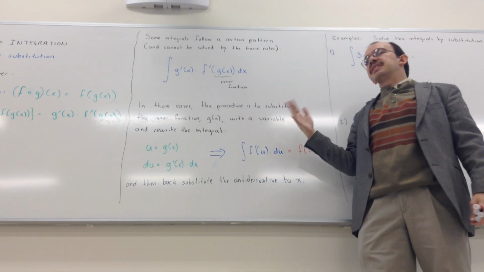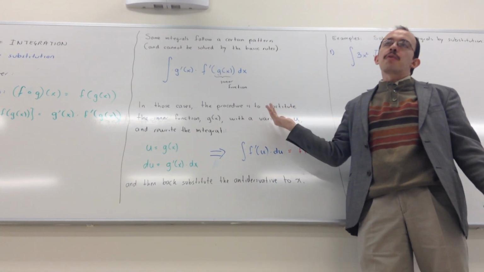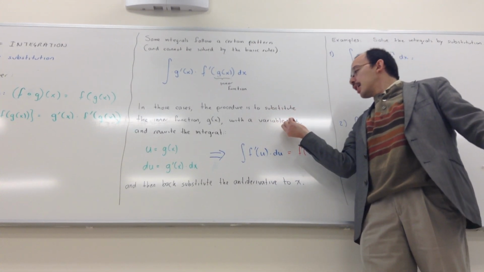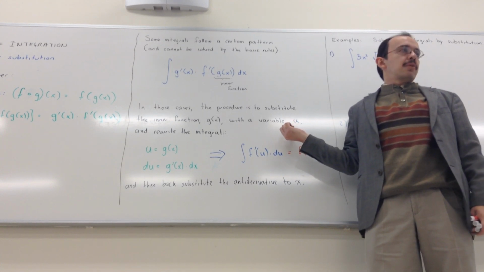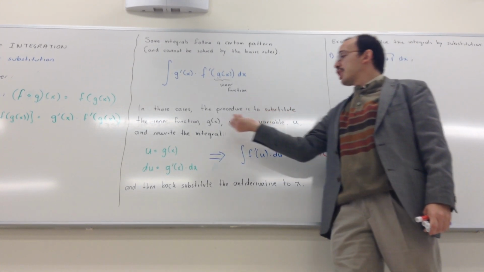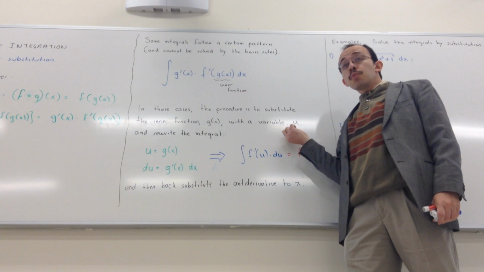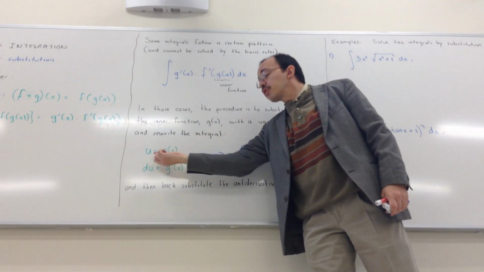Why u? Because it's the standard for this. You could call it a different way. You could call it pepe if you want. It doesn't matter. But u is the best variable to use. So the idea is that we're going to change the g of x by a u, such as this. G of x is going to be u.